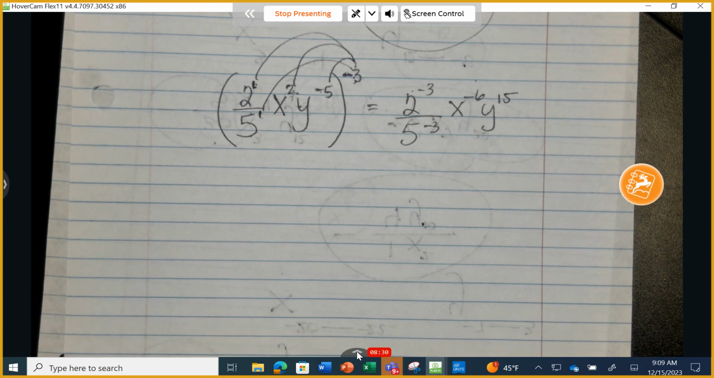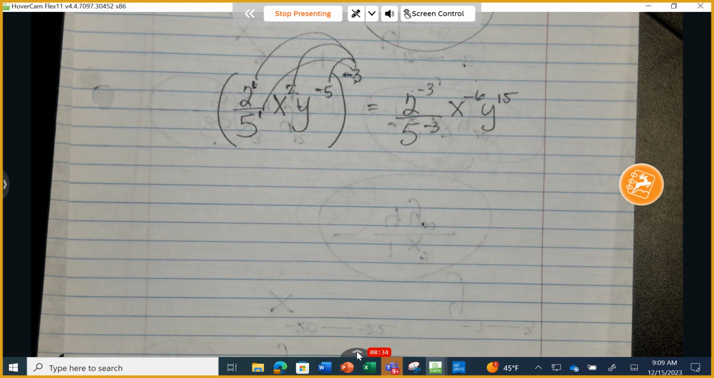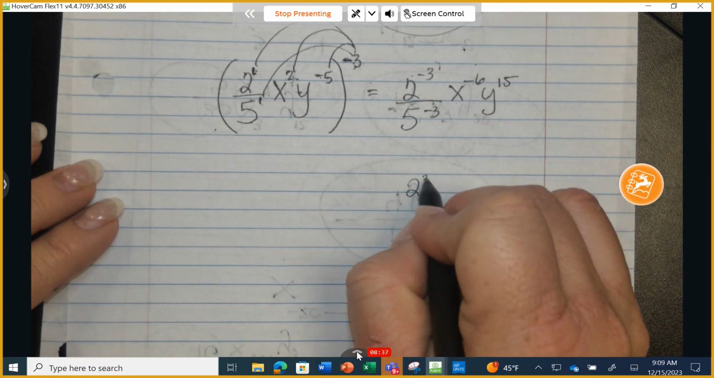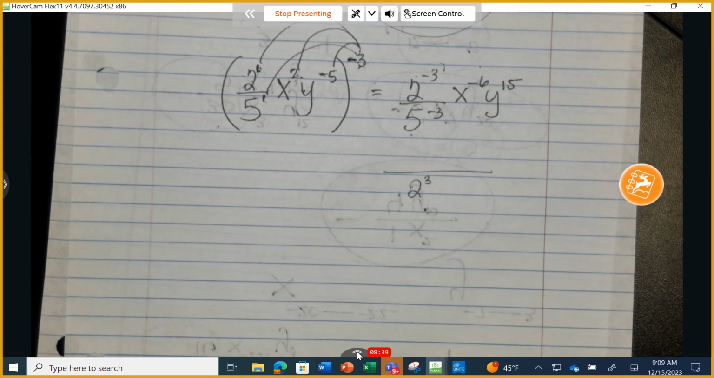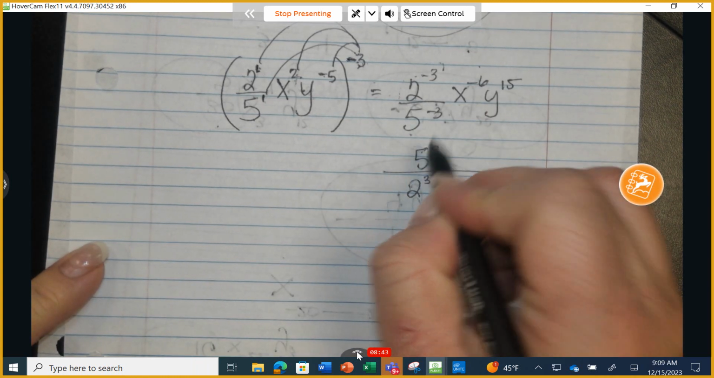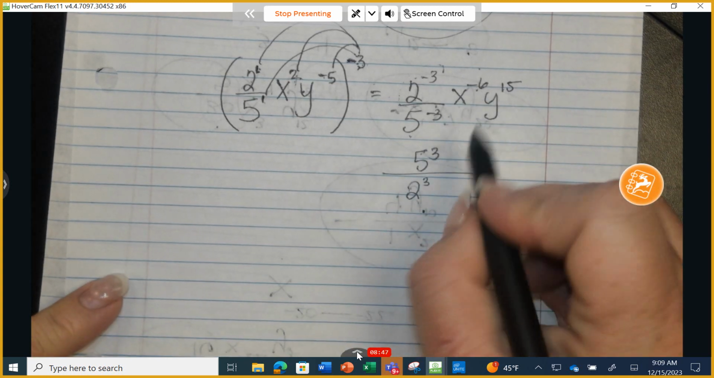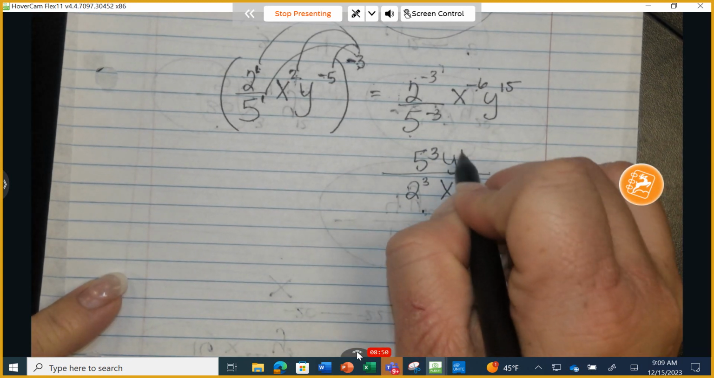And now I need to simplify. Is this 2 happy on top? No, it's going to go down to the bottom. Now it's happy. Is the 5 happy on the bottom? It is not, so it goes to the top. Is the x happy on top? It's not happy, it goes to the bottom. And the y is happy on top.